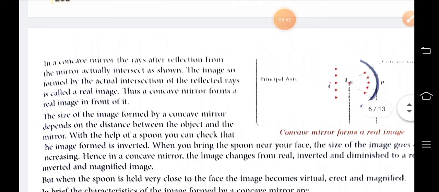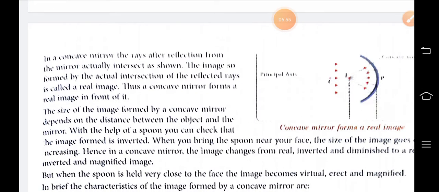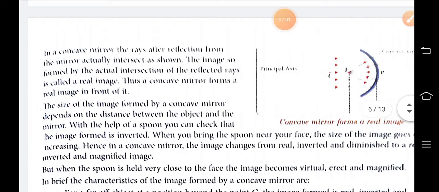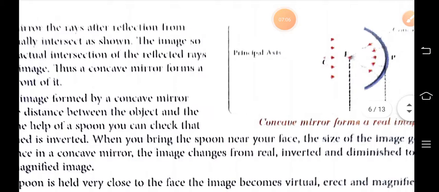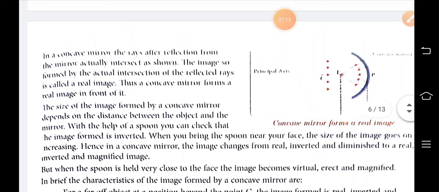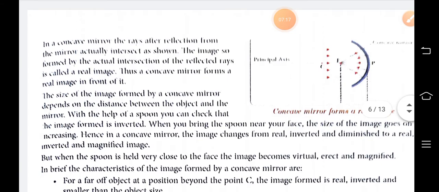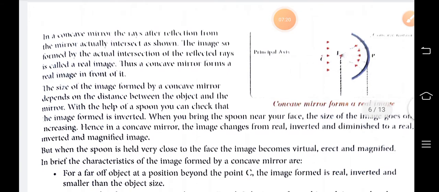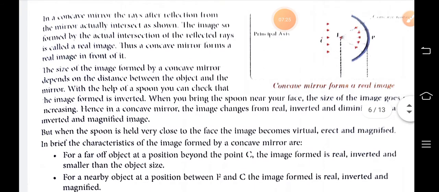In a concave mirror, the rays after reflection from the mirror actually intersect, as shown in the figure. The image gets merged at a point, and the image so formed by the actual intersection of the reflected rays is called a real image. And a concave mirror forms a real image.